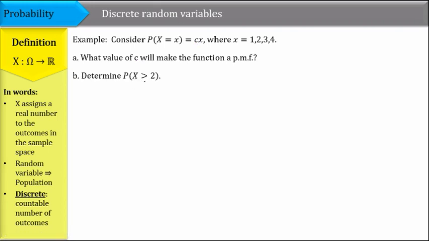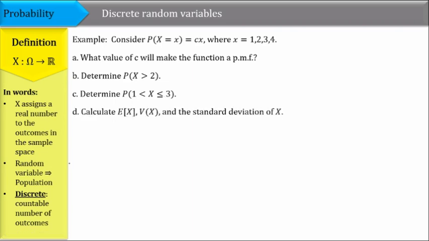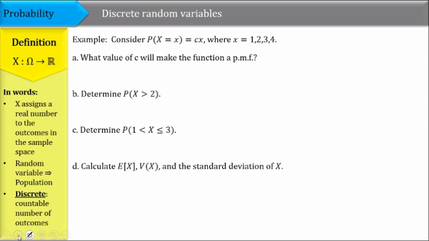Secondly, probability of x being greater than 2, strictly greater than 2. Thirdly, probability of x being greater than 1 but less than or equal to 3. And then lastly, we need to calculate the expected value of x, the variance, and the standard deviation of x. Let's just spread this out a bit for some calculation space.